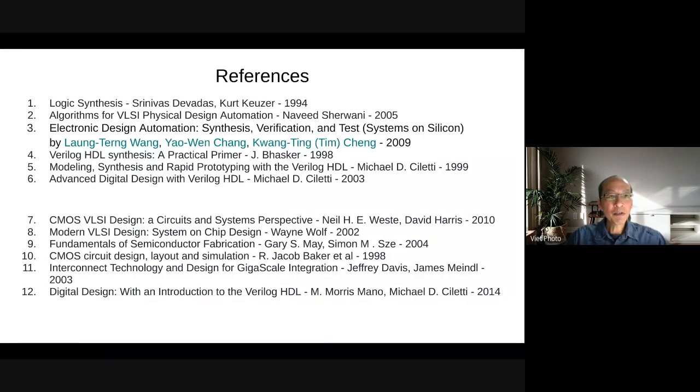Numbers 4, 5, 6 are about HDL, Verilog. They give you Verilog examples for some simple designs, so that you can get used to it.